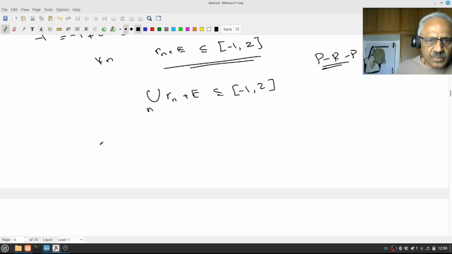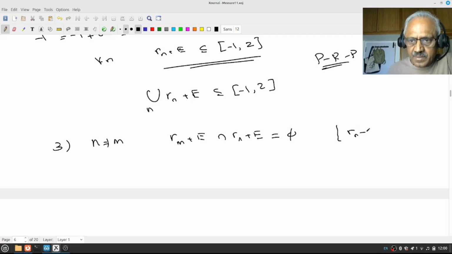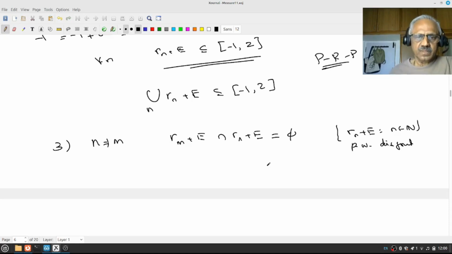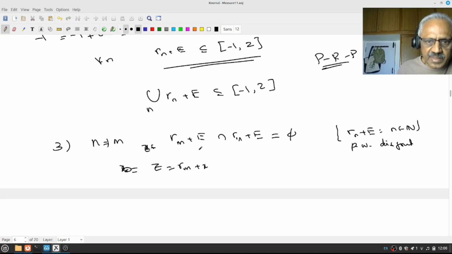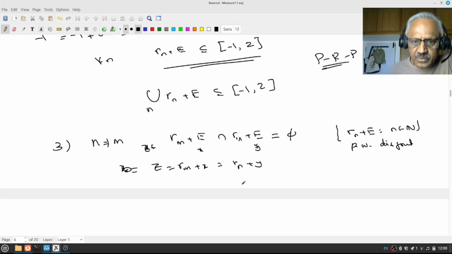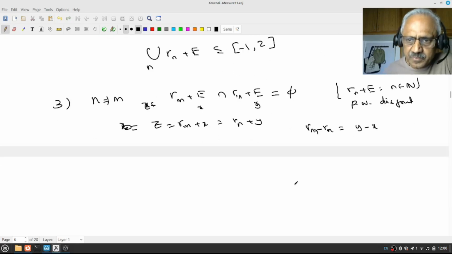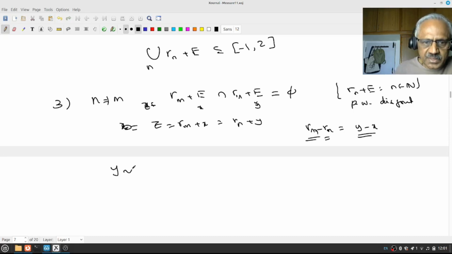Now the third thing I want to claim, this is the third observation: if n is not equal to m, then Rm plus E and Rn plus E are disjoint. That means the collection Rn plus E, as n varies, is a pairwise disjoint family. This is a countable family. Why? Suppose z belongs to both, that means z is of the form Rm plus x where x belongs to E, and that is also equal to Rn plus y where y belongs to E. And hence you can see that Rm minus Rn equals y minus x. That means, these are all rational numbers, therefore y is equivalent to x.